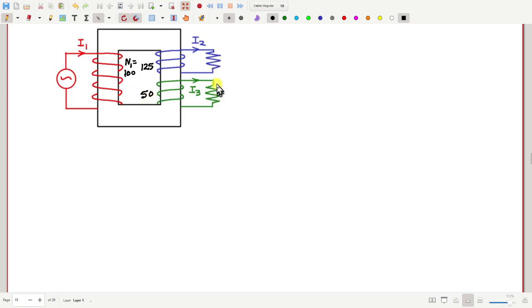These 2 resistors are loads, and these load values are given. This is 100 ohm and this is 75 ohm. What else is given? The source voltage is not given. Instead, this current value is given. The RMS value of this current is 9 ampere.